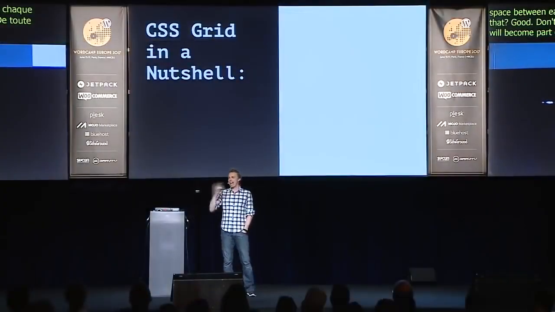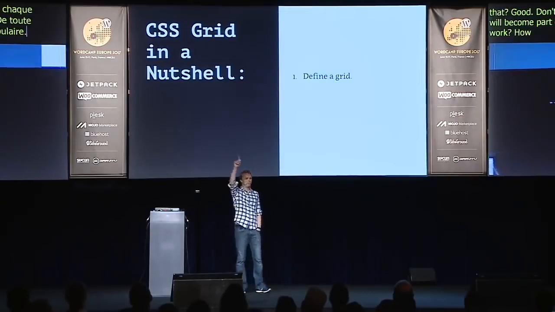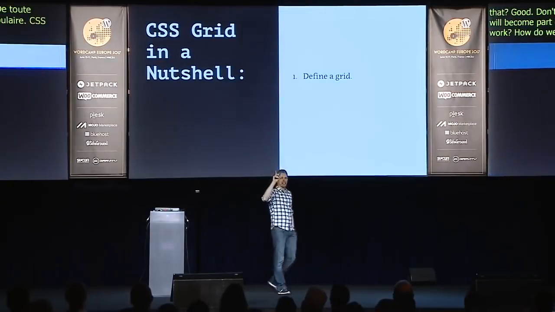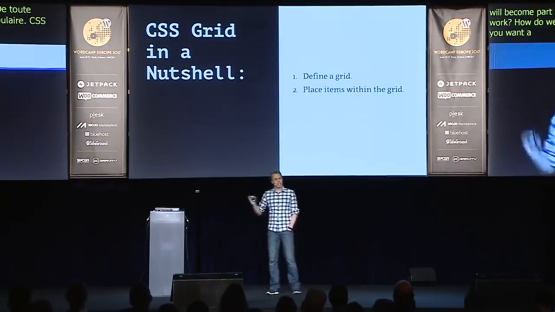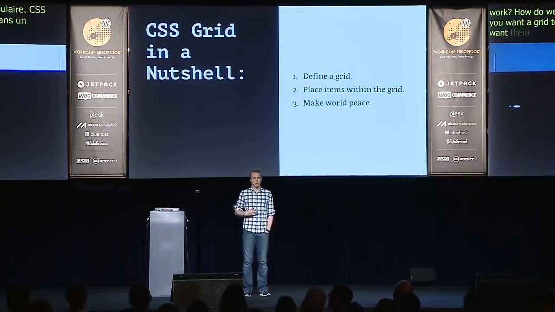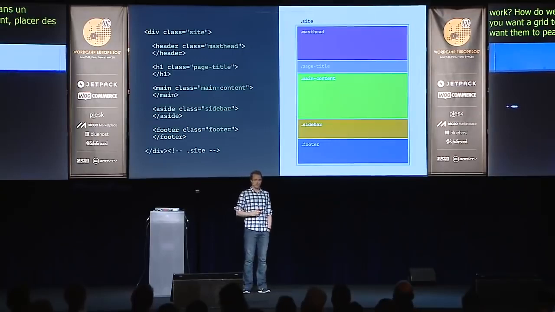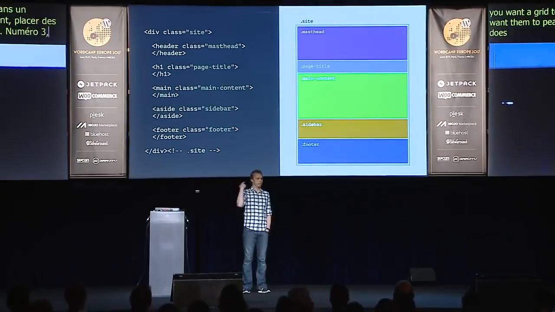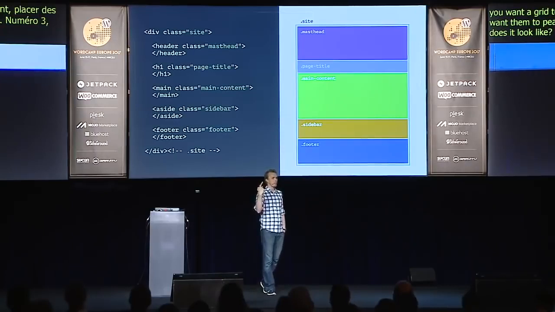So, CSS Grid in a nutshell. How does this actually work? How do we apply it today? Number 1, define a grid on an element where you want a grid to appear. Number 2, place items within that grid where you want them to appear. Number 3, make world peace. That's all there is to it. What does it look like? Well, here's my example. This is the semantic markup with no CSS applied, except for color.